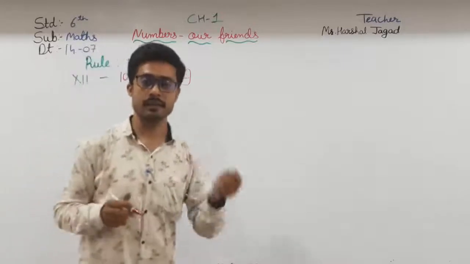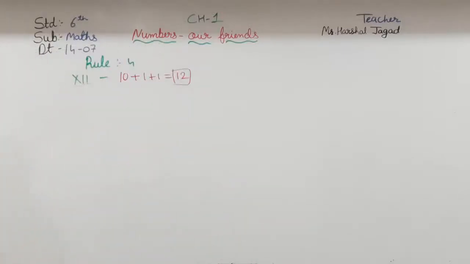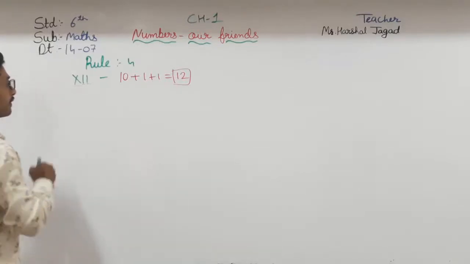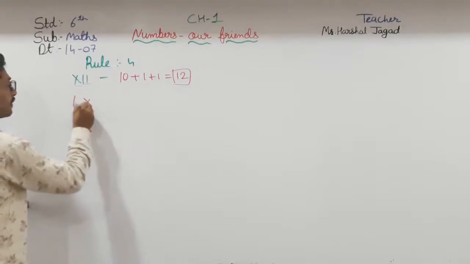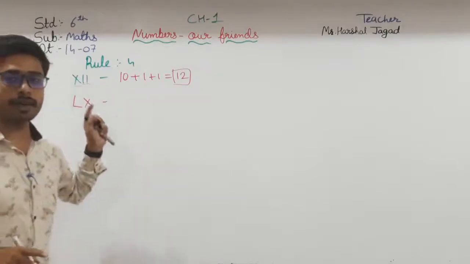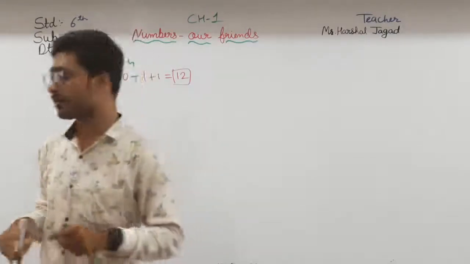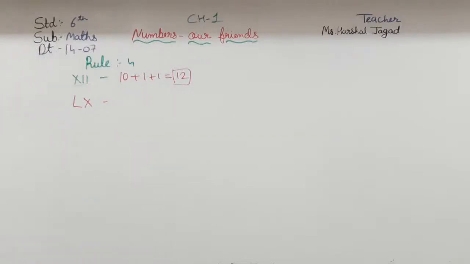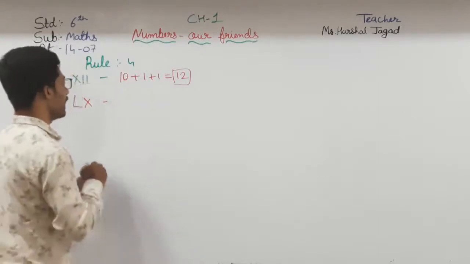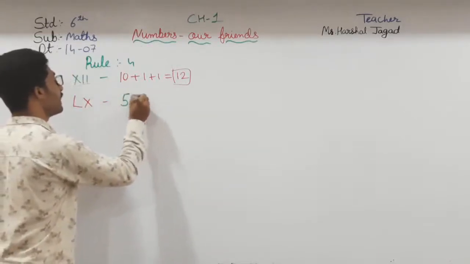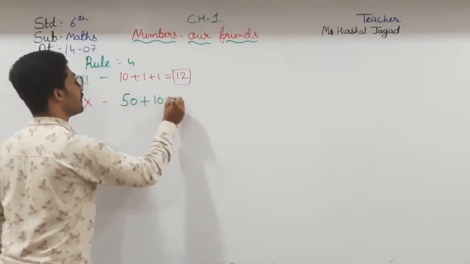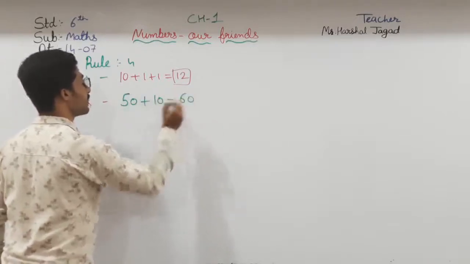Then another example: if I say LX, what is the value of L? Please see the table. The value of L is 50, and X is 10. So here it comes to 60.